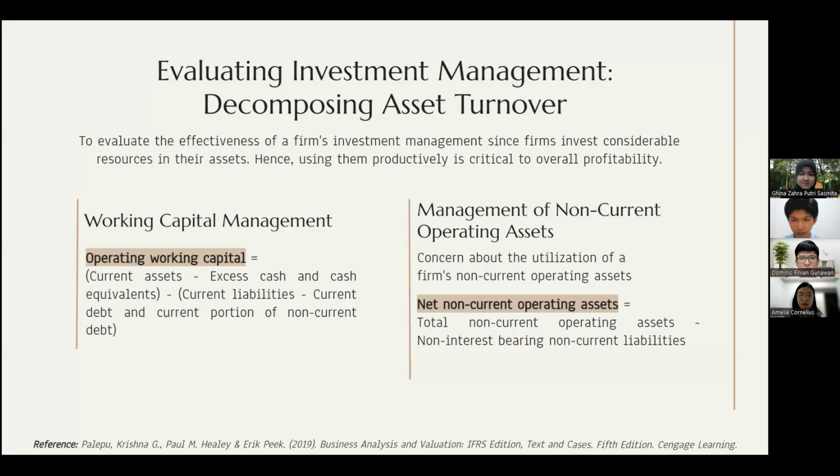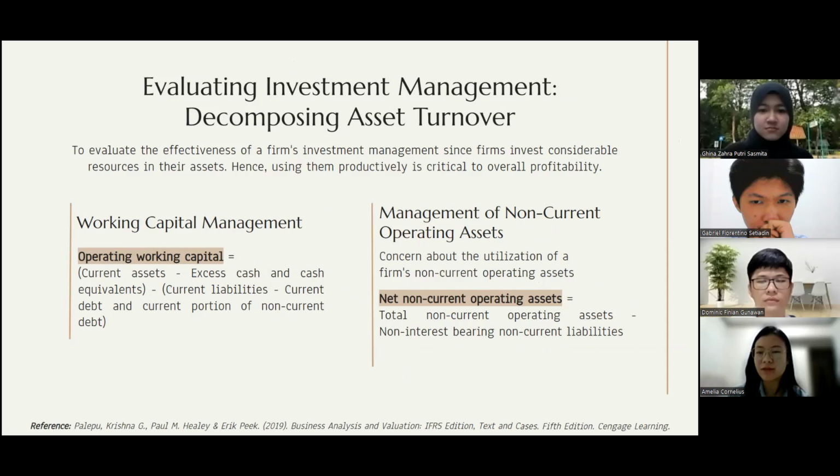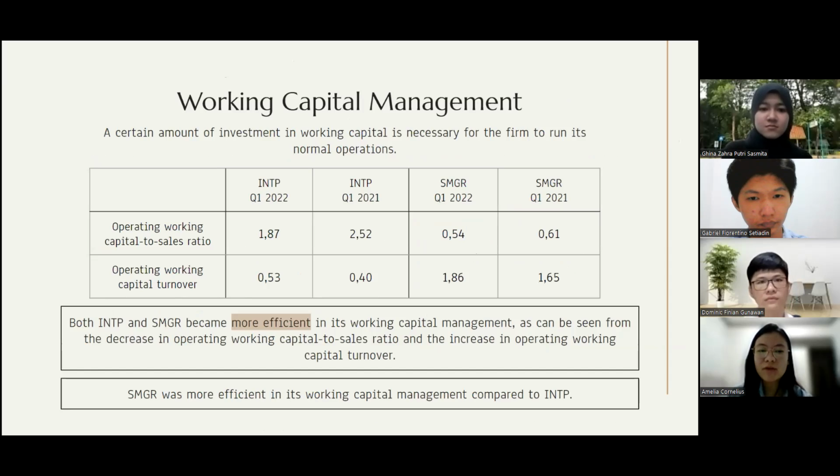We can evaluate the effectiveness of firms' investment management using two main categories. The first one is working capital management. Working capital is defined as the difference between a firm's current assets and current liabilities. We can calculate specifically for operating working capital using the formula as stated on the slide. Second, management of non-current operating assets, which is concerned with utilization. We can find the net non-current operating assets using the formula as can be seen on the slide. Next, now we move to the analysis.